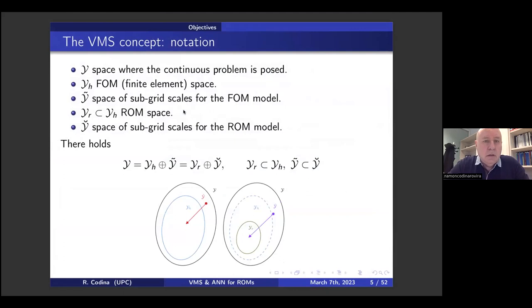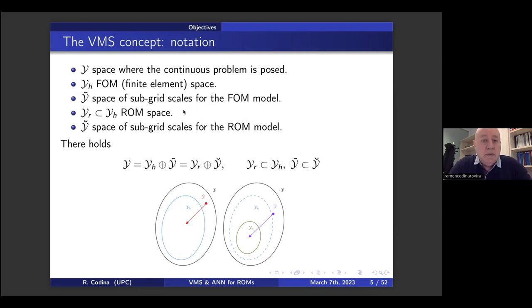So first, just a notation that I will use throughout. I will call Y the space where the continuous problem is posed. Y_h will be the finite element space, the full order model space, which is a subspace of Y. And I will call Ỹ the space of subgrid scales for the full order model space. Subgrid scales will be the component of the solution that cannot be captured by the finite element mesh or the finite element space in our case.